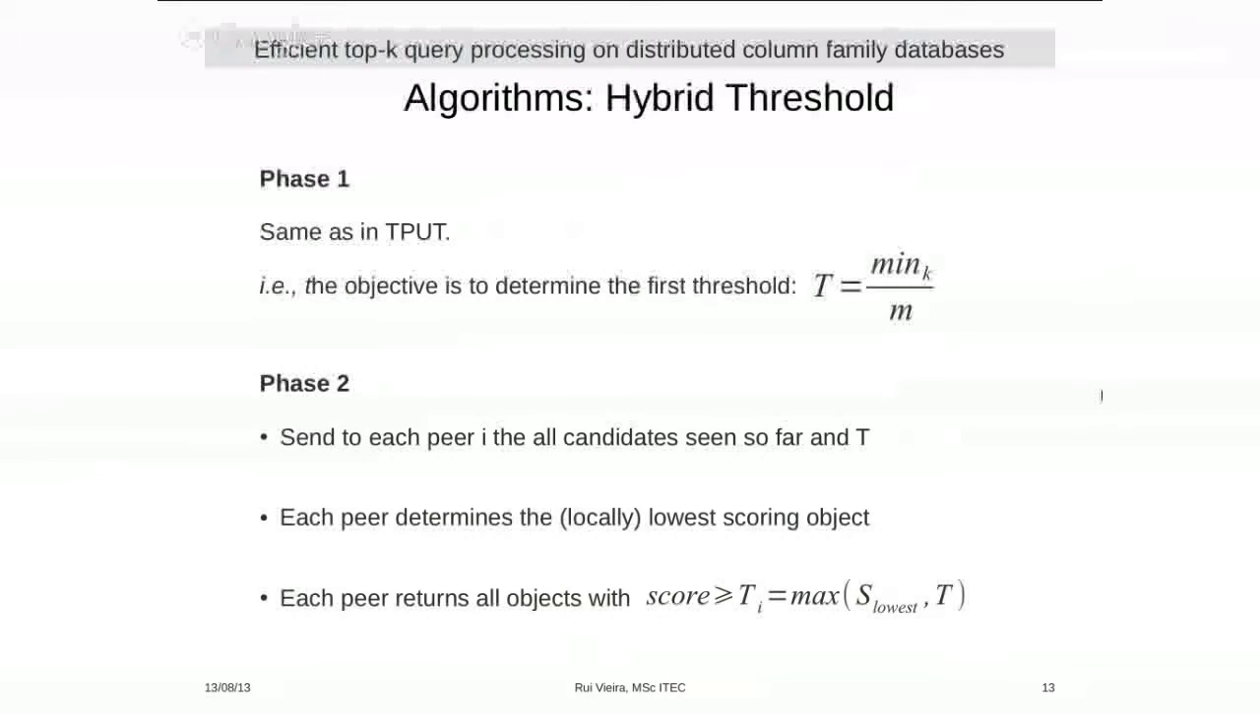The next algorithm's first phase is very similar to TPUT. The objective is just to get the normalized threshold. In phase 2, it sends to each peer all the candidates it's seen so far, their IDs and the threshold. It determines locally the lowest scoring pair from all the candidates seen in each peer. And then it asks for all the objects whose score is above the maximum between the lowest score from the previous candidates and the threshold.